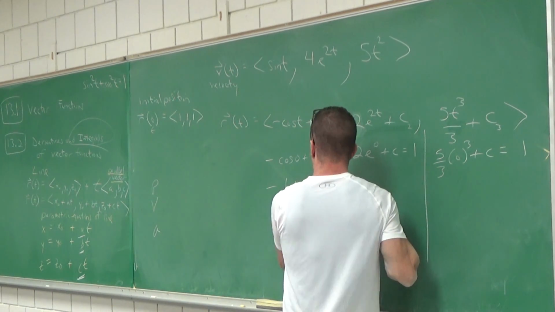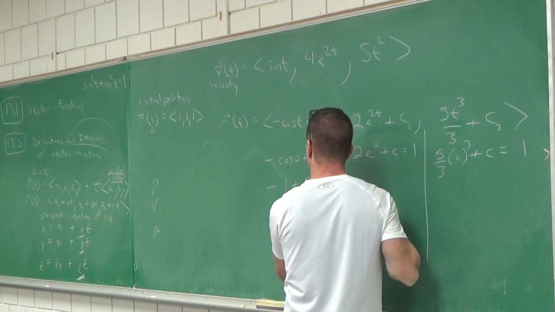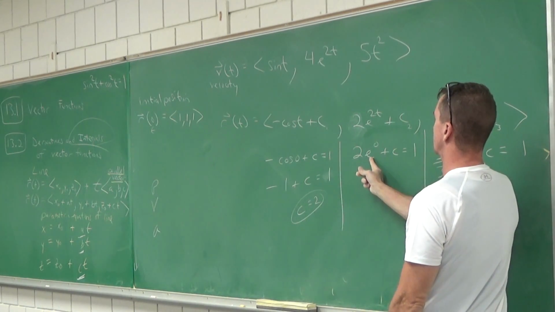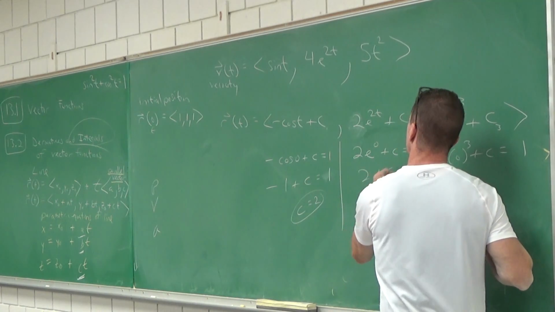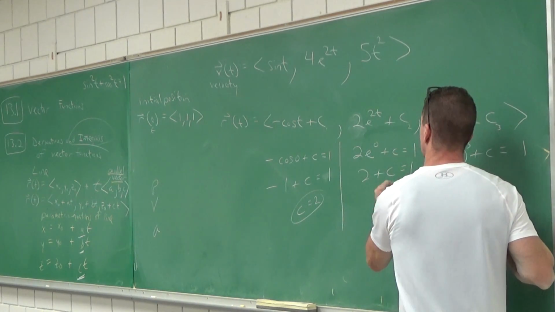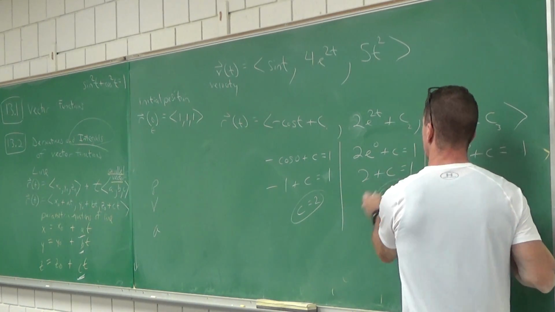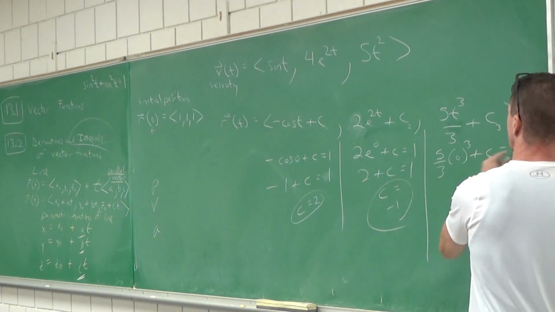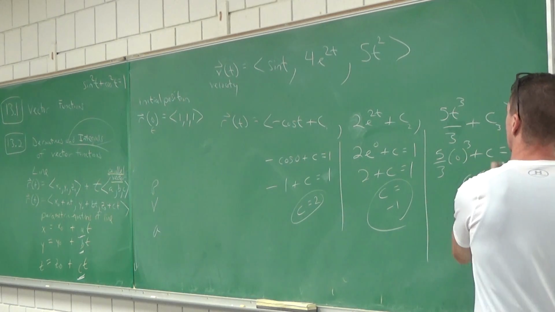What's this c? Whoops. 2. C is 2. Okay, got it? So that's e to the 2 plus c equals 1. Negative 1. And 0 plus c equals 1. C is just a what? 1.